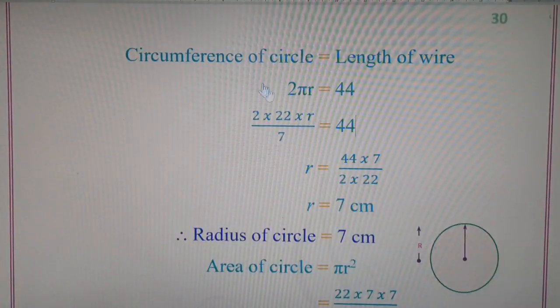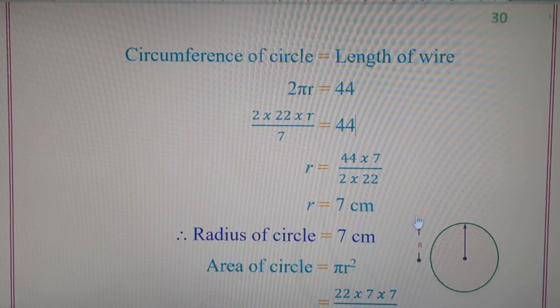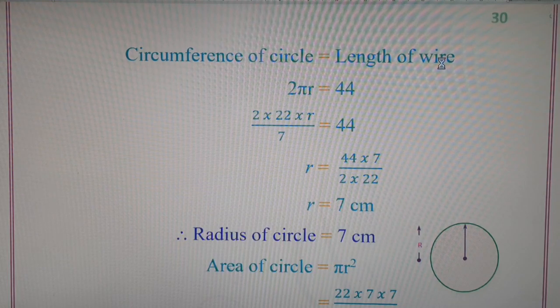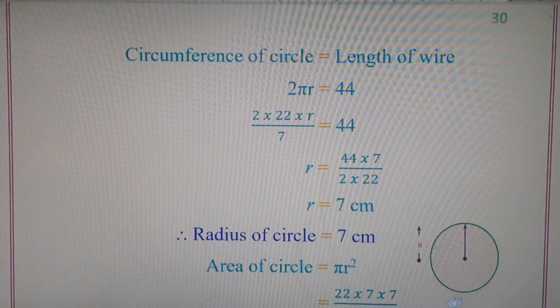In order to find the area of the circle, we need to find the radius of the circle first. But we know the length of the wire, and as the length of the wire is 44, and with the wire we are making the boundary of the circle, that means we know the circumference. That means the length of the wire will be equal to the circumference of the circle. Circumference of the circle is equal to length of the wire.